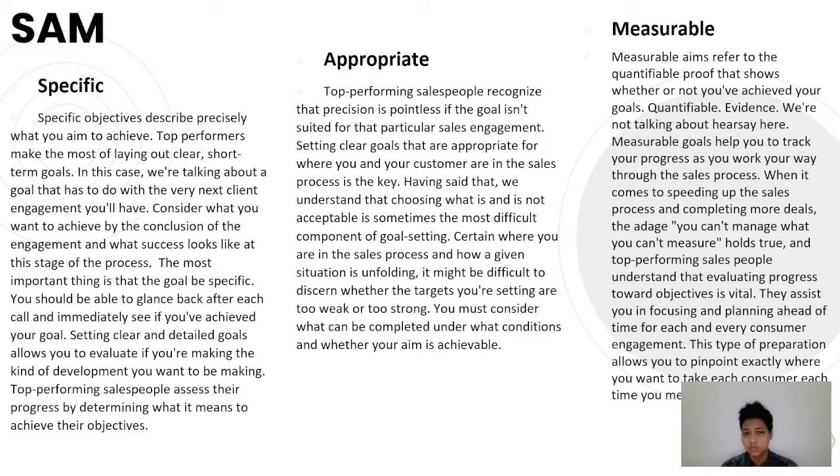M stands for measurable. Measurable aims refer to the quantifiable proofs that show whether or not you've achieved your goals. Quantifiable evidence, we're not talking about hearsay. Measurable goals help you to track your progress as you work your way through the sales process. When it comes to speeding up the sales process and completing more deals, the adage you can manage what you can measure holds true.